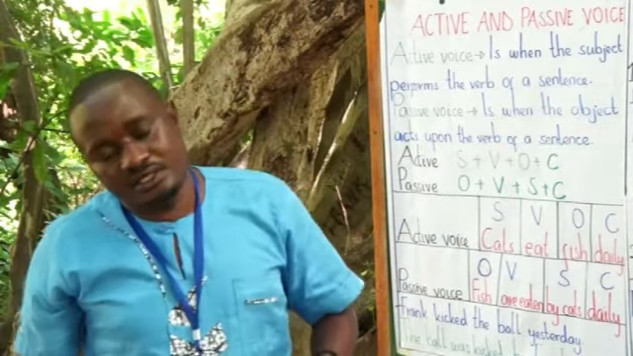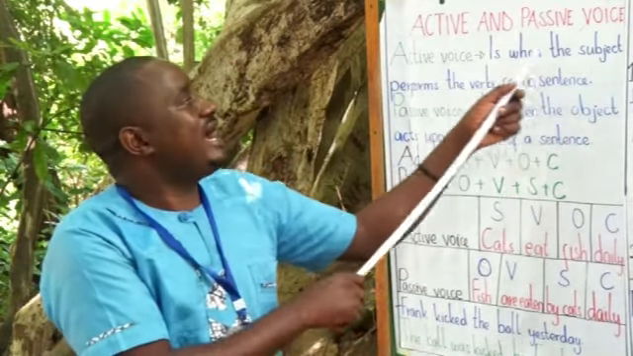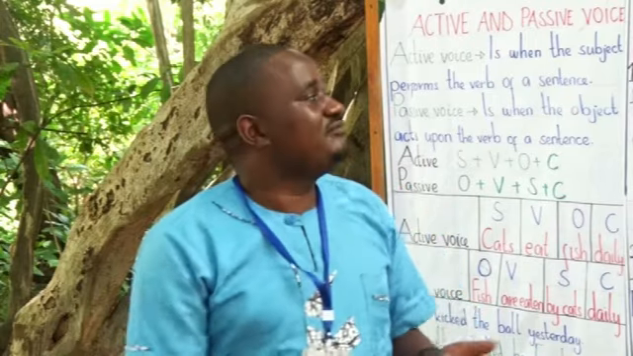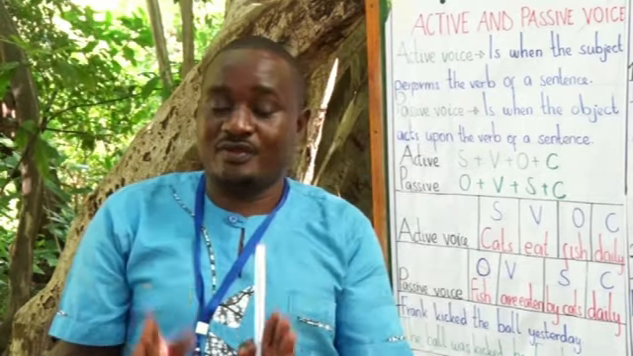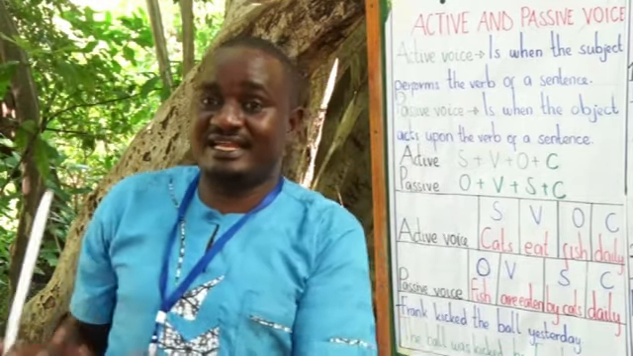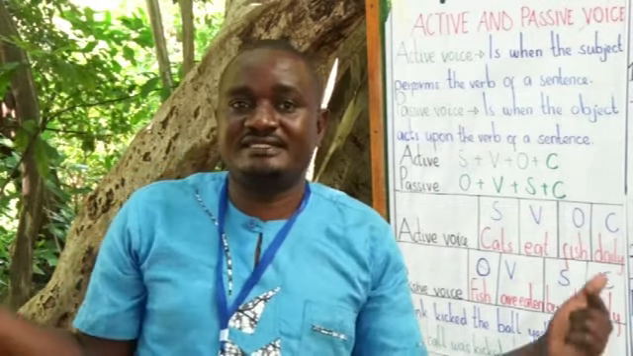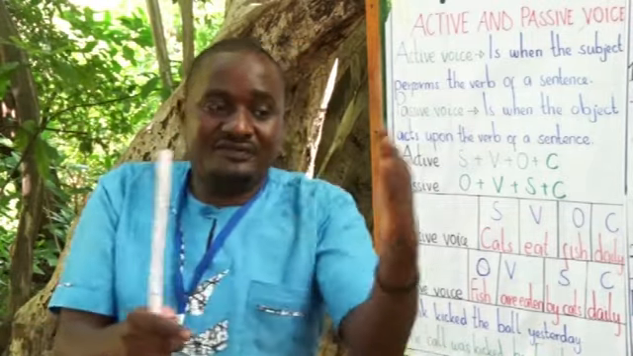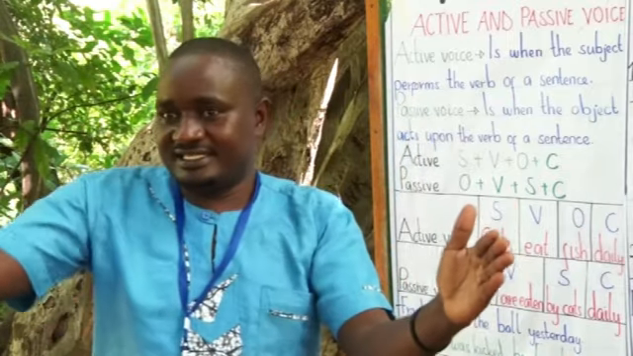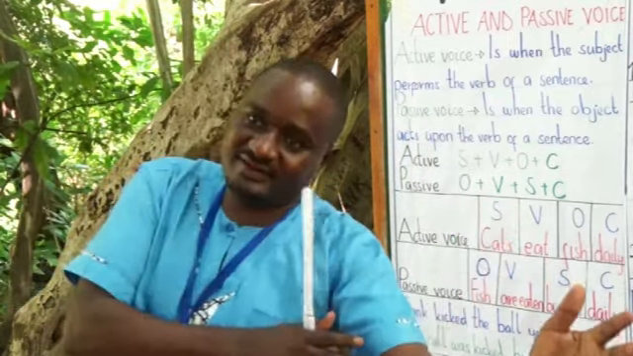Now, in English today, we are on active and passive voice. Let me remind you of something we learned before: question tags. When you have a positive statement, it takes a negative question tag, and when you have a negative, it takes a positive. So it is vice versa. When you have the left hand, it takes the right hand, and the right hand, then the left hand.